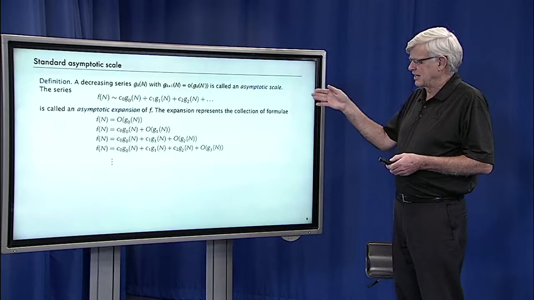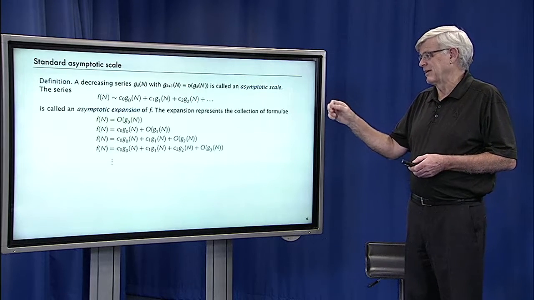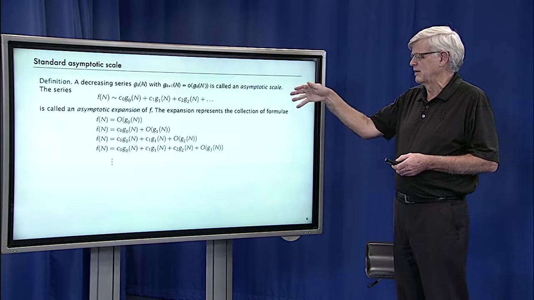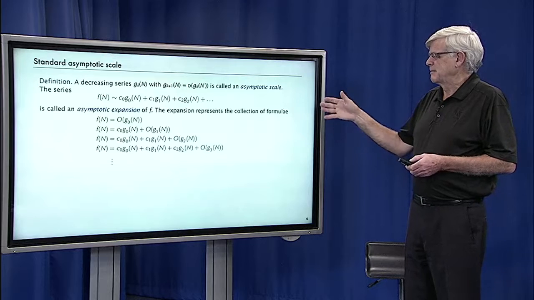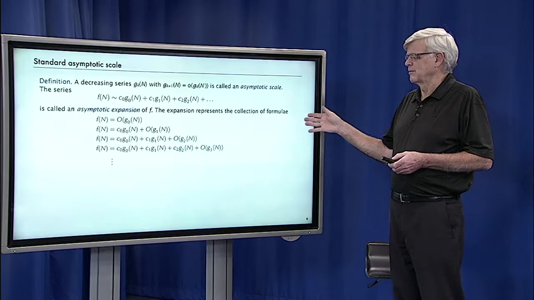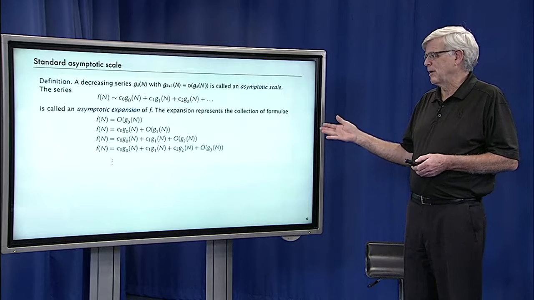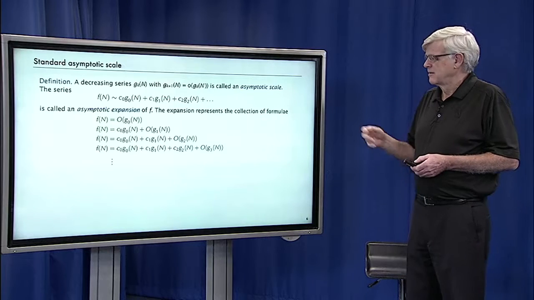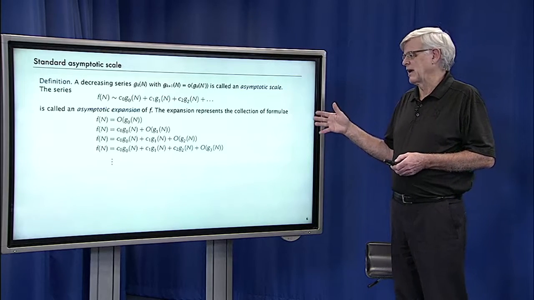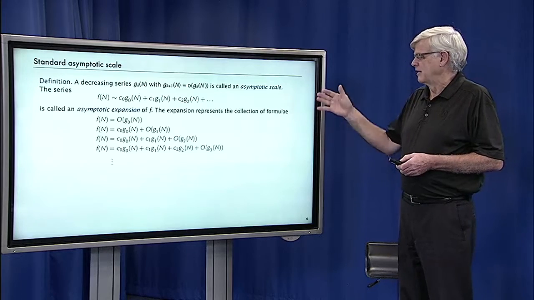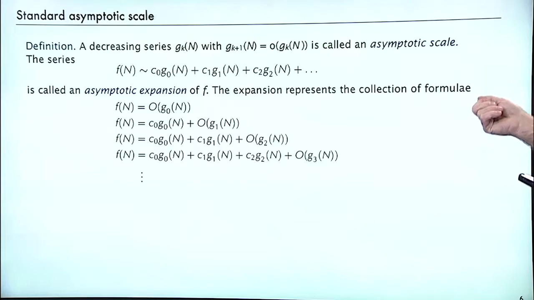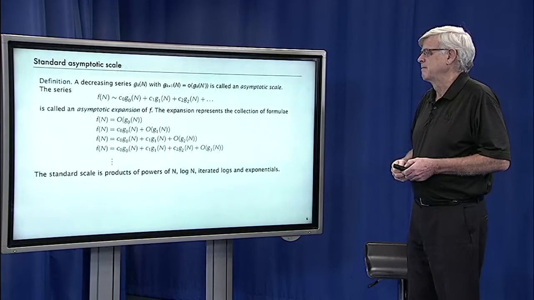Precisely, it represents the collection of formulas: f of n is big O of g sub 0. It's also c0 g0 plus big O of g sub 1, and so forth. And we can pick off of this list of formulas the one that suits our purposes best in terms of getting an accurate estimate of the quantity we're looking at. And this will become more clear when we look at specific examples. So we're using big O notation, but in a specific technical sense. We want to be ensured that we can get more accurate asymptotic estimates if needed.